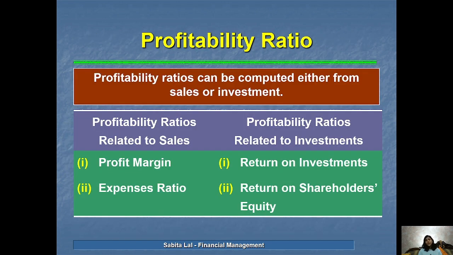Profitability ratio, a common ratio. How are you able to measure the profit? Profitability ratio can be computed either from sales or investment. Profitability ratios related to sales are profit margin and expenses ratio, and profitability ratios related to investment are ROI, return on investment, and ROE, return on shareholders' equity. So this profitability ratio is very important.